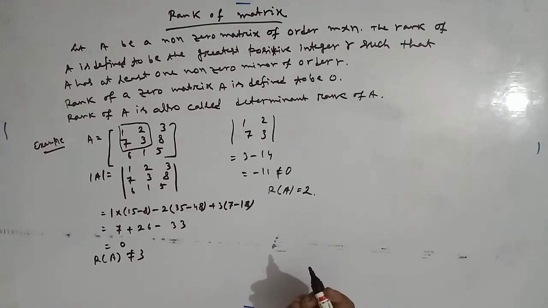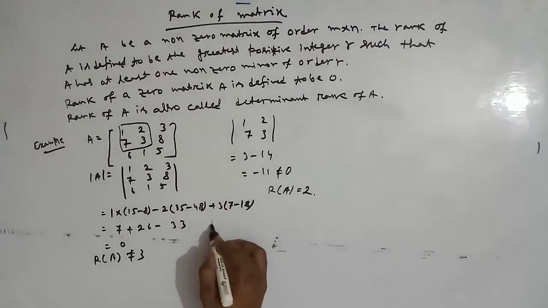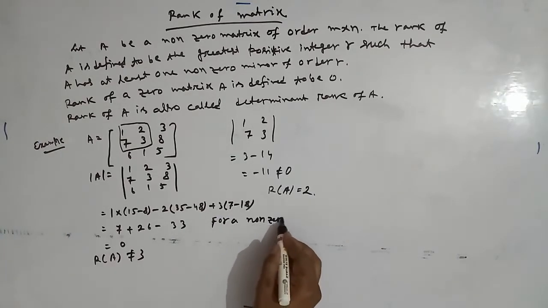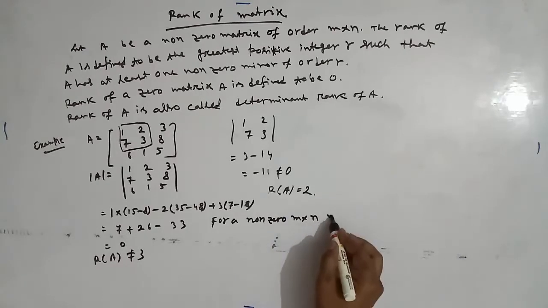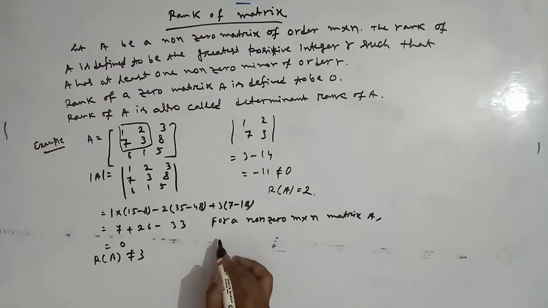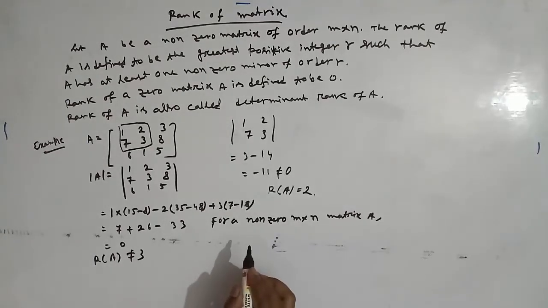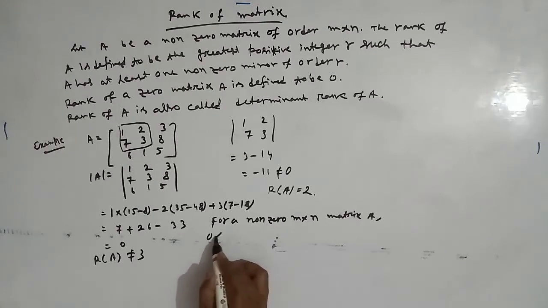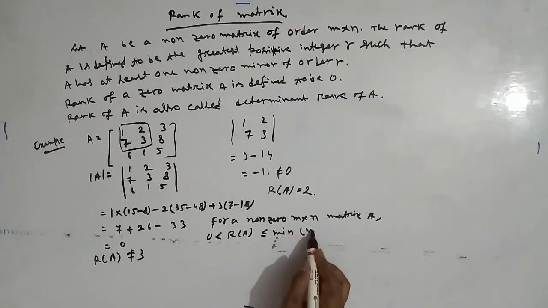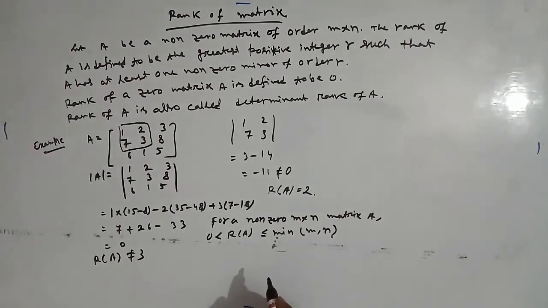For a non-zero m by n matrix A, the rank of the matrix is always greater than 0 and less than or equal to the minimum of m and n. That is, 0 is less than rank of A, which is less than or equal to the minimum of m and n. This is the range of the rank.